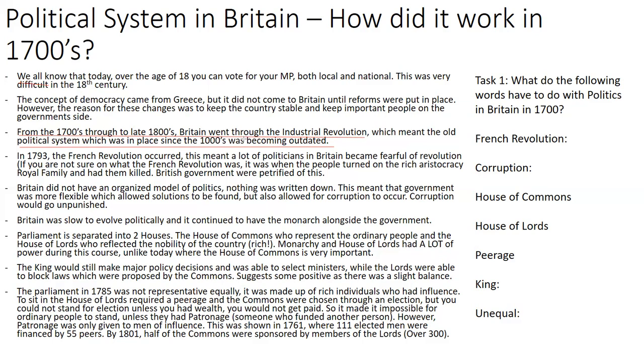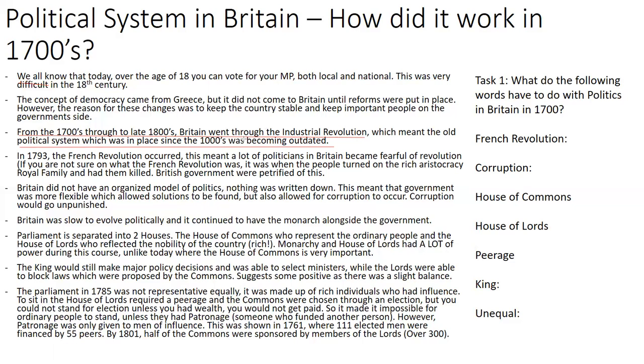If you were a rich, wealthy landowner, you would have the power politically as well as socially and economically. You would hold most of the power in the country. But things started to change in 1793 when the French Revolution occurred, and it meant that a lot of politicians in Britain became scared of revolution.